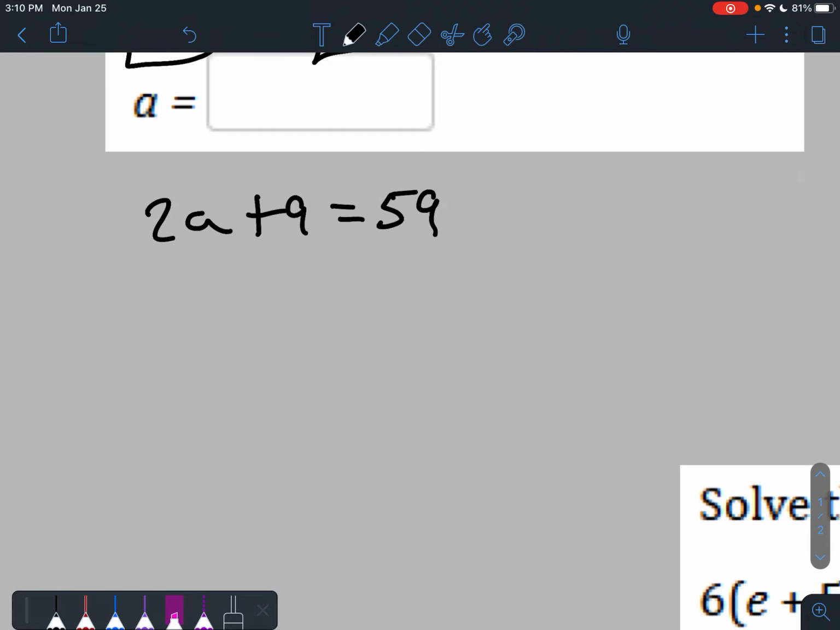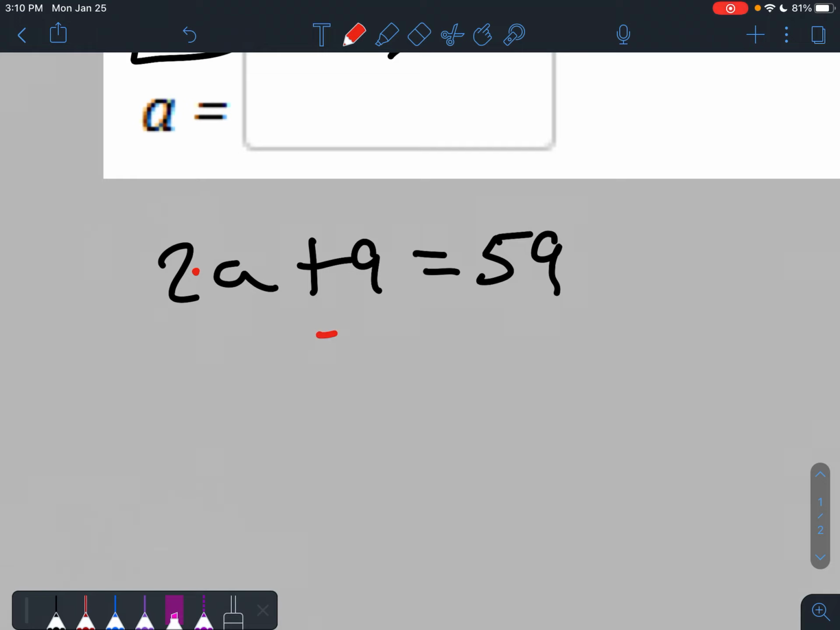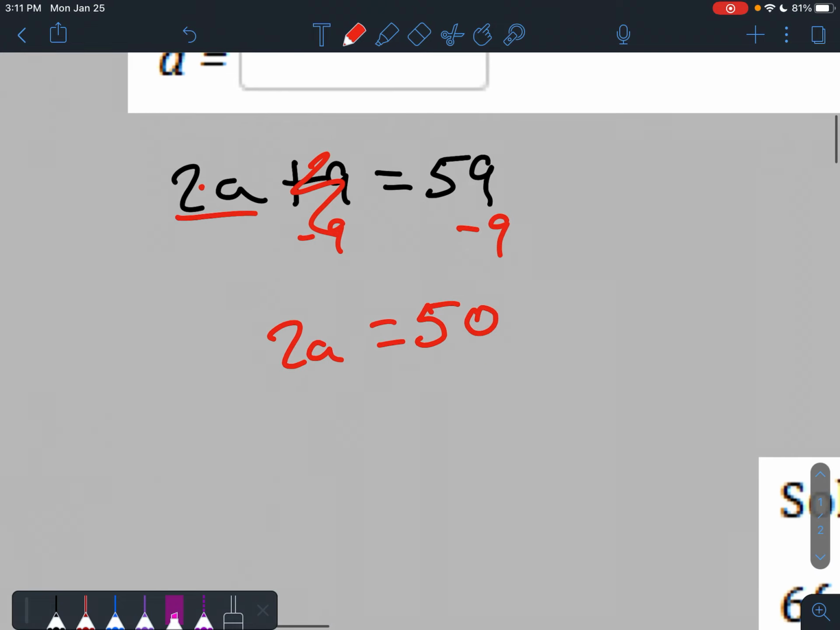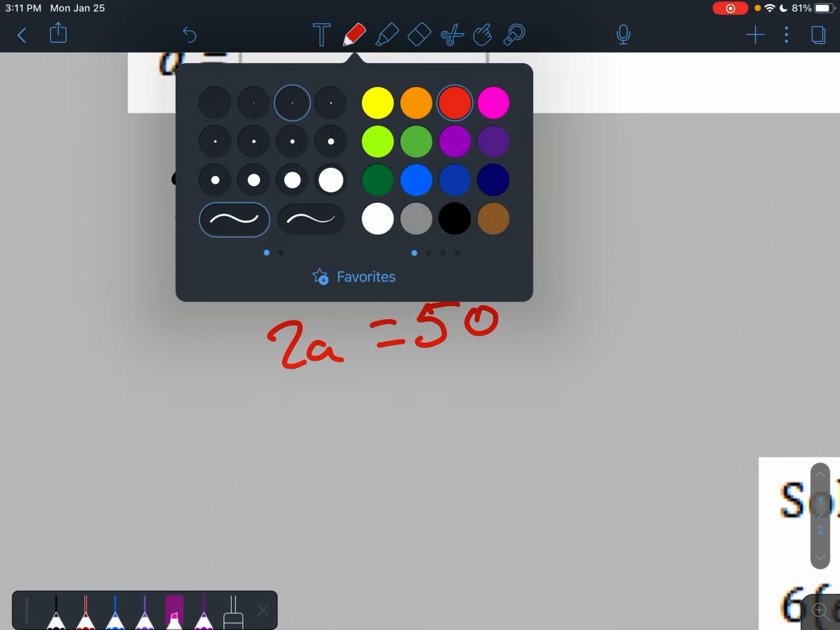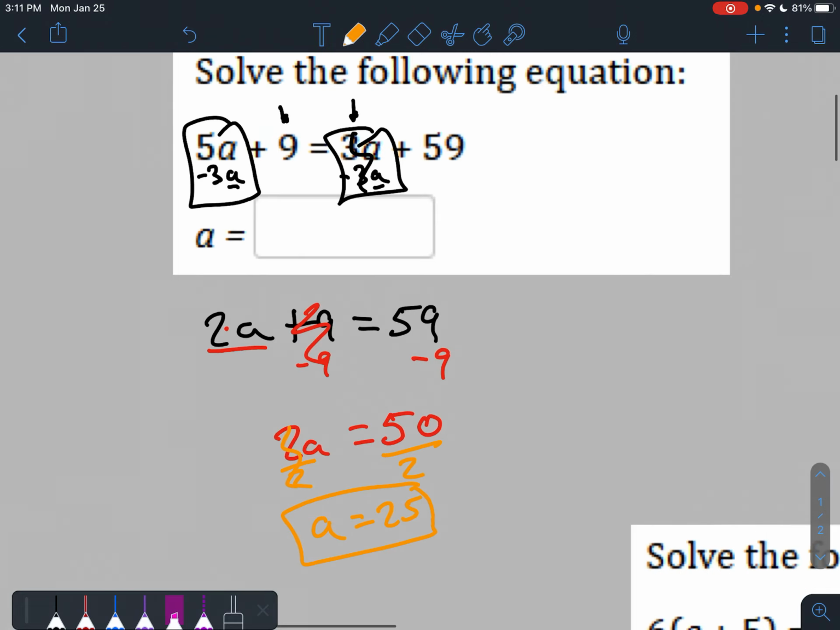This looks similar to what we were just doing with two-step. We need to work in reverse order of the order of operations. So we're going to start by undoing the addition. Remember, addition and subtraction, we need to undo first. So I'm going to go ahead and subtract 9 from both sides, leaving me with 2a equals 50. 59 minus 9 is 50. I need to undo a times 2. So I'm going to undo that times 2 by dividing by 2 and leaving me with a equals 25.